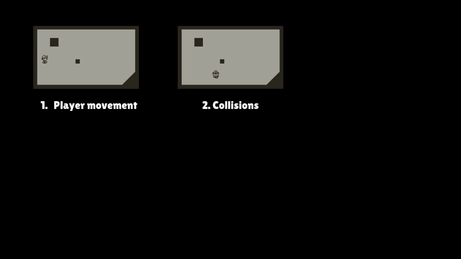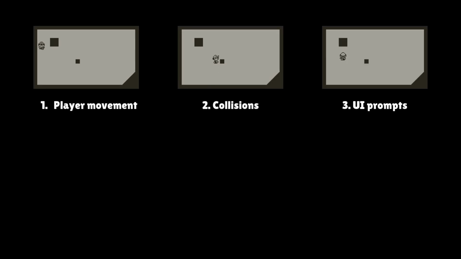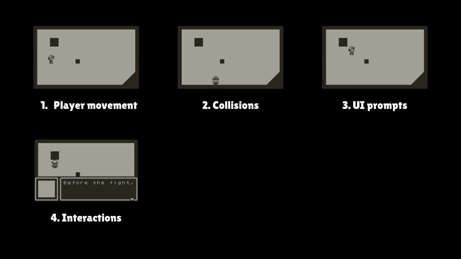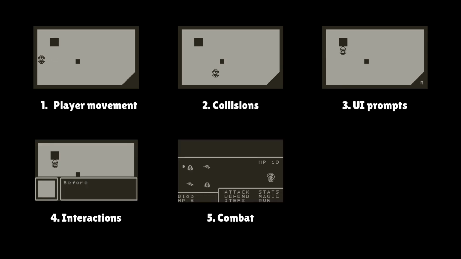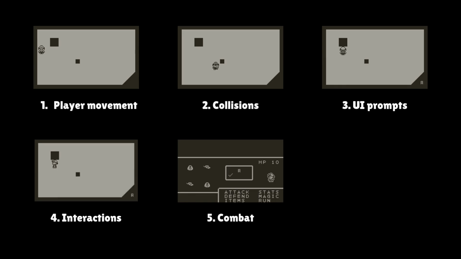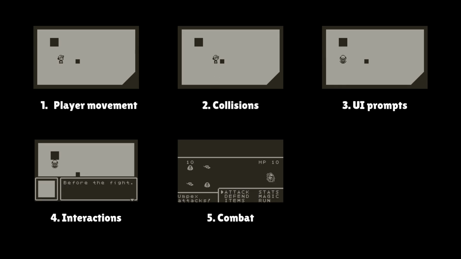Let's take a look. The Pulp engine does not natively support smooth player movement, so that was my first step. That was the first thing that I wanted to implement, and I have a whole separate video about how that was achieved. Then we have collisions, the main UI prompt, which is click A to interact, interactions, in this case with an NPC. Then we have the combat, and like I said, the combat was already done. Most of the basic systems were done in this case.